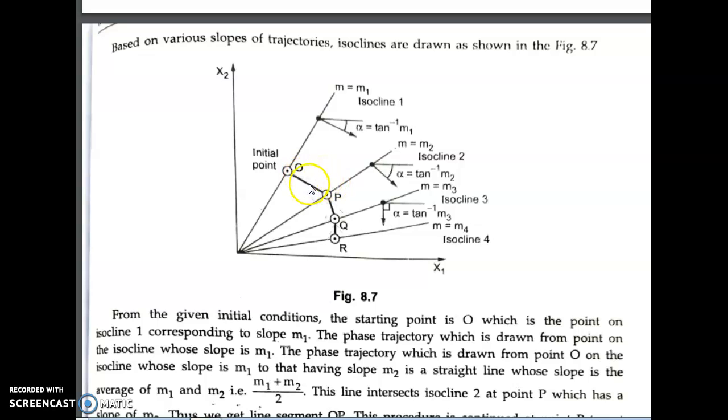The average of m1 and m2 is m1 plus m2 divided by 2. This line intersects isocline 2 at a point P which has slope m2. Thus we get the line segment OP. The procedure is continued at the point P to get subsequent line segments PQ, QR and so on. See here, this is the phase plane, with isocline slopes mentioned for the second order system.